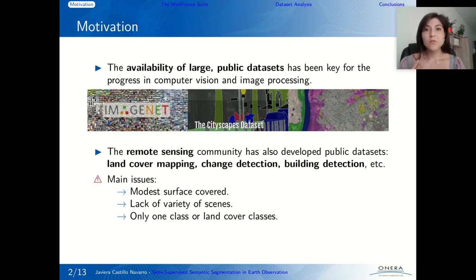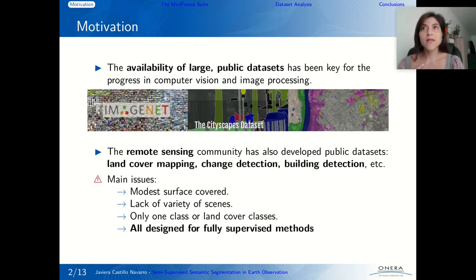But the most important thing is that they are all designed for fully supervised methods. And this is a problem because in real life, annotated data is very hard to obtain. So we should try to leverage non-annotated data to improve the generalization capacities of our models. And our datasets should reflect this situation.